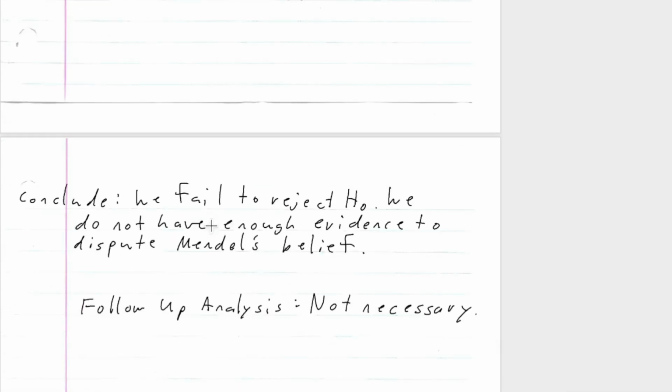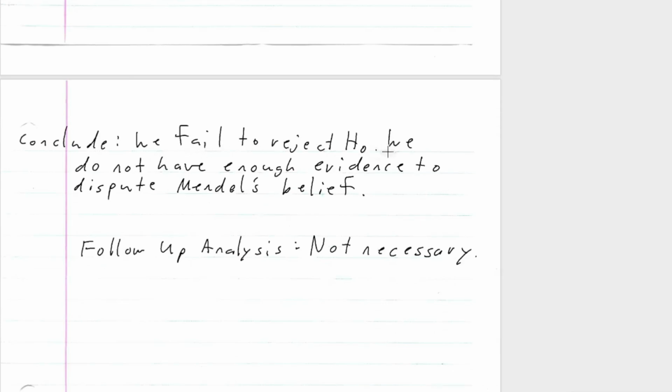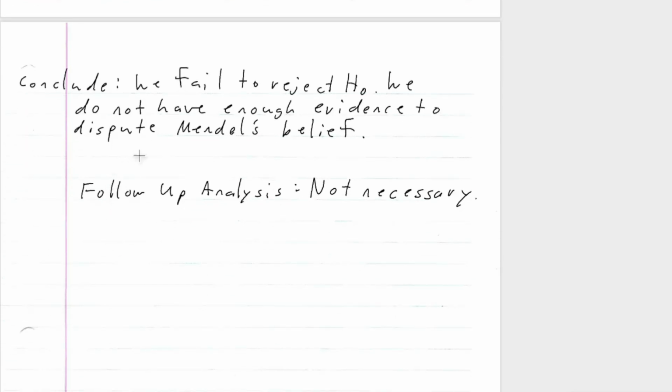So that means we have to fail to reject H naught. We do not have enough evidence to dispute Mendel's belief. So maybe Mendel was onto something. And of course, since we failed to reject H naught, a follow-up analysis is not necessary or needed.